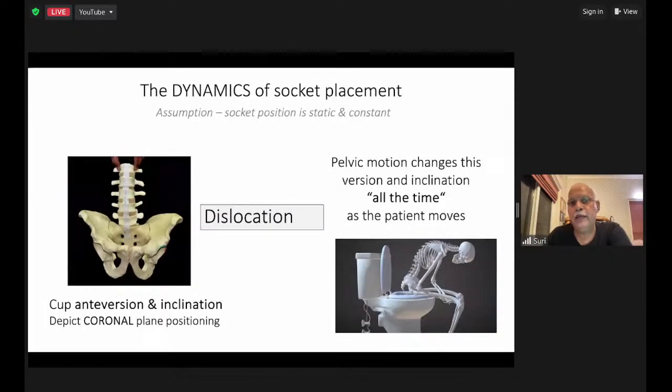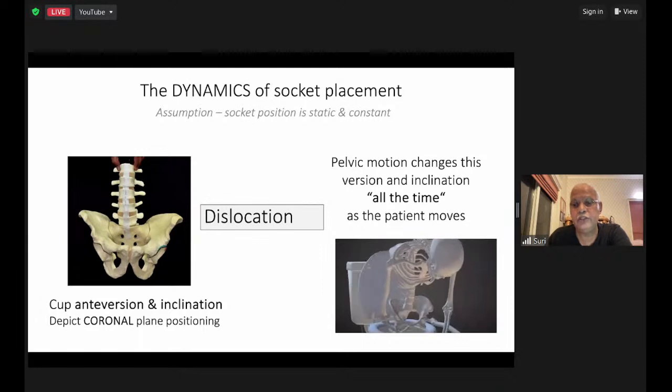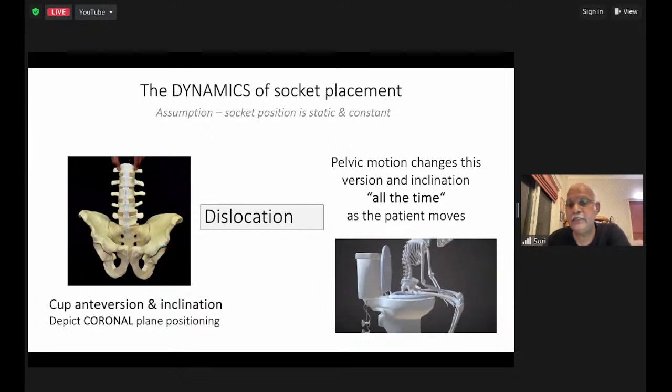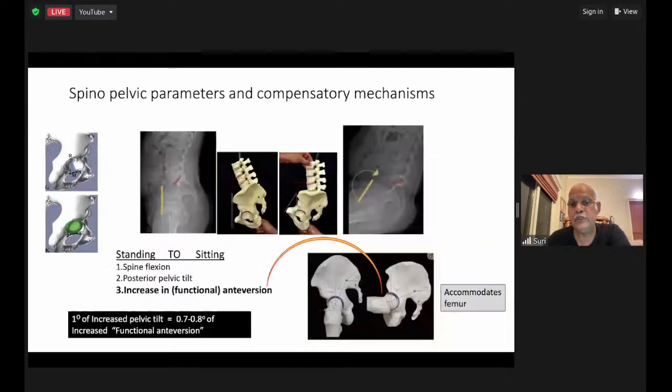So that brings us to the question of the dynamics of socket placement. The standard assumption is that if you have put it in anteversion and abduction of 30 and whatever degrees, with a combined anteversion of 35, the socket position is static and constant. It is not so. That is only a static position of the cup anteversion. When you crouch down into further flexion, the pelvis goes into a sort of retroversion, and that will increase the anteversion angles. And if it is malaligned even slightly, that could lead to a dislocation. So pelvic motion changes the version and inclination at all times as the patient starts moving.